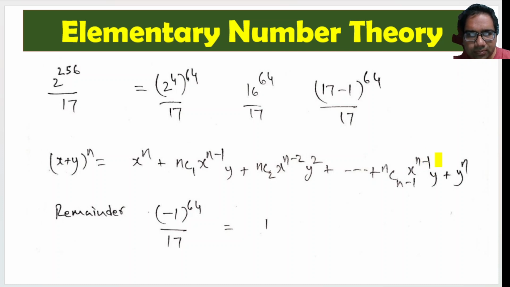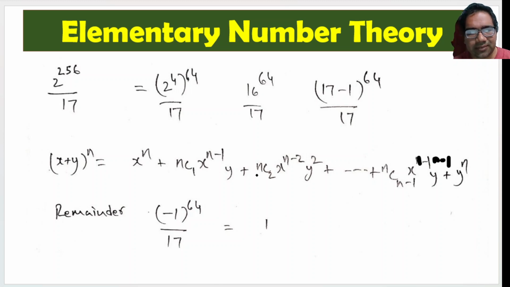Sorry, there is a small typo here. It is x power 1 and y power n minus 1. There is this typo: y power n minus 1. y goes from 1, 2, 3, 4 to n minus 1 to n. x goes from n to 0, y goes from 0 to n.